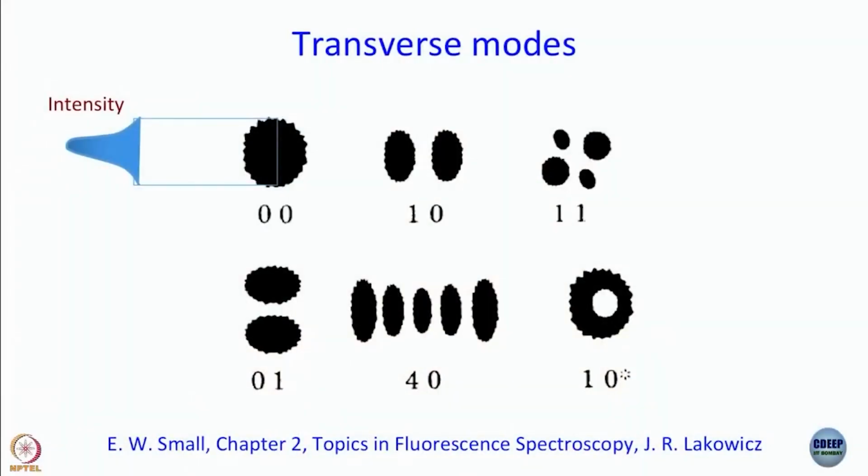In TEM00 mode, if I want to plot intensity, this is what it looks like. So, intensity is maximal at the center and it falls off on the 2 sides. So, in the best case scenario, you have a Gaussian kind of distribution. My diagram does not look Gaussian, that is due to my inability to draw very nicely. But in TEM00 mode, you do have a Gaussian distribution of intensity spatially.